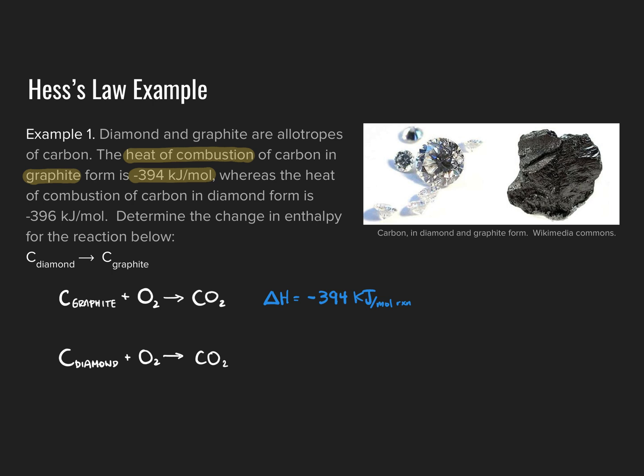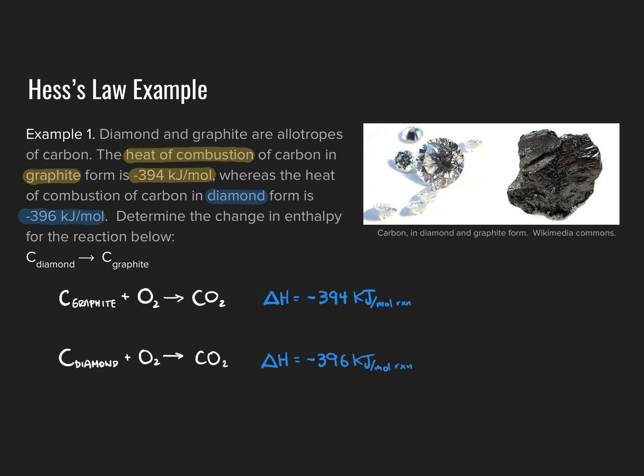And the reaction that would be describing that combustion process would be carbon in the form of diamond, again plus oxygen, since combustion requires oxygen to run, is again going to form carbon dioxide gas. And you'll note here that the combustion of diamond has been listed with a heat of combustion of negative 396 kilojoules per mole of reaction. So I've got two different reactions here that both describe the combustion of carbon in its various different allotropic forms. Now, I can cleverly manipulate those reactions to get me to the answer I'm looking for, to determine the energy change associated with turning diamond into graphite.